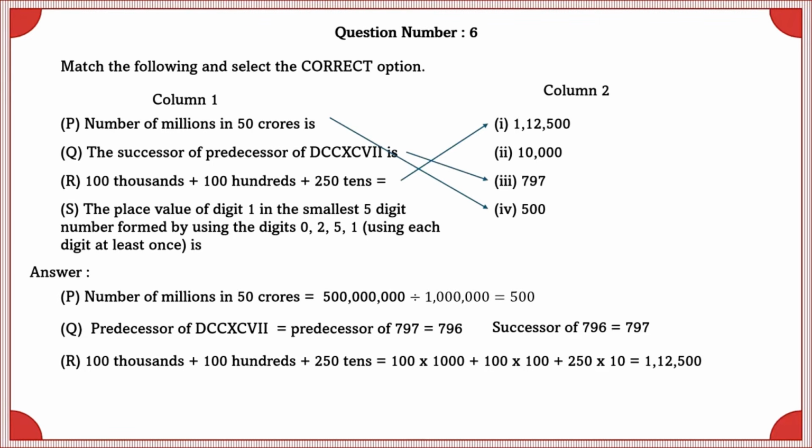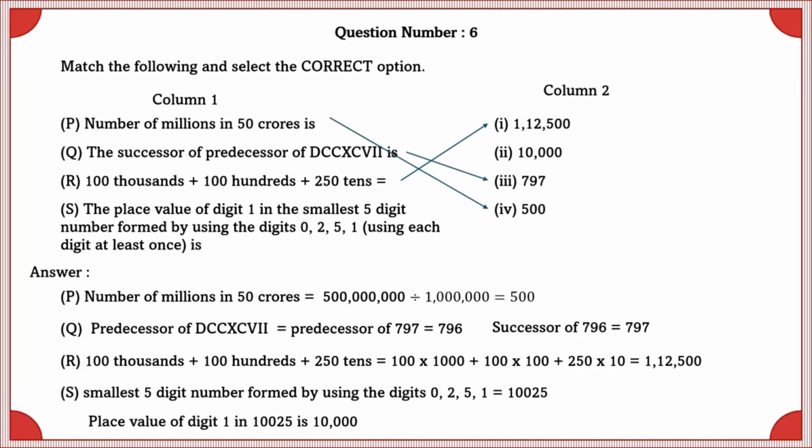5 using each digit at least once. The smallest 5-digit number formed by using the digits 0 to 5 is equal to 10,025. The place value of the digit 1 in 10,025 is 10,000s.